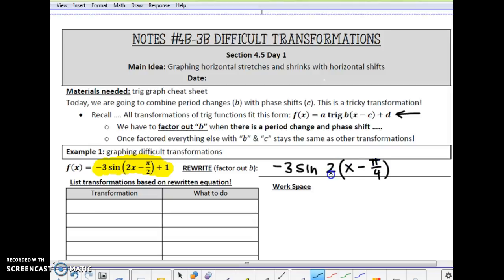So the idea is if I distribute that 2 through, there's my 2x, and over here would be 2 pi over 4, which is going to simplify down into pi over 2. So the idea is just factor that out and make sure that you have an equivalent expression from what you started with, and we're going to say plus 1.